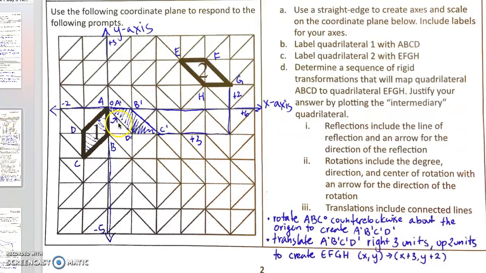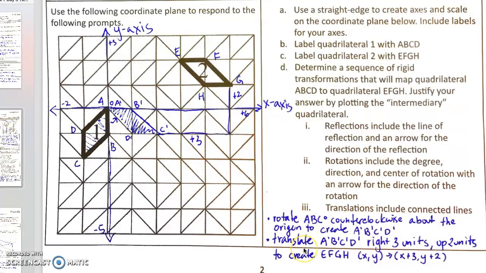So I drew my arrow of rotation, I drew my intermediary quadrilateral, and I'm going to go ahead and label it. If I rotate this 90 degrees, my A is still in this position, since I'm rotating it about the origin, which is point A. If I were to rotate B all the way up here, that would be B prime, C would come up here, and D would be over here.